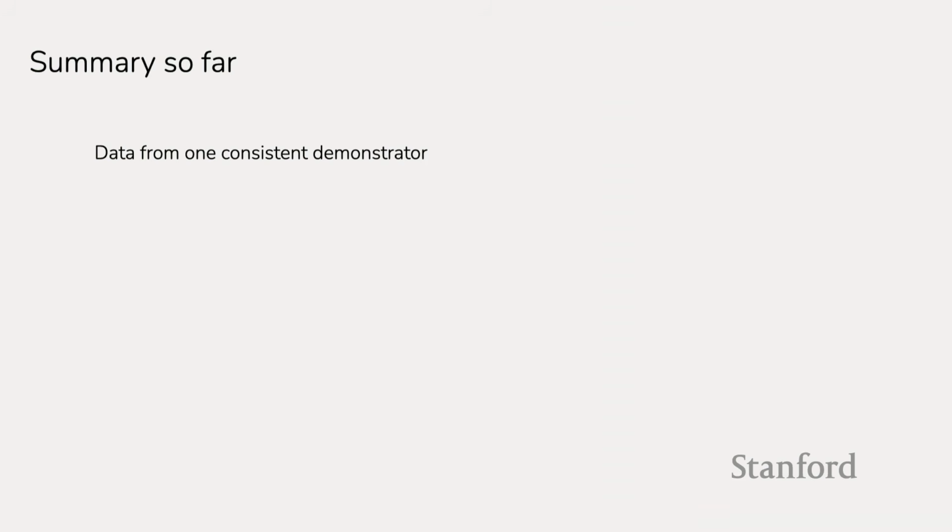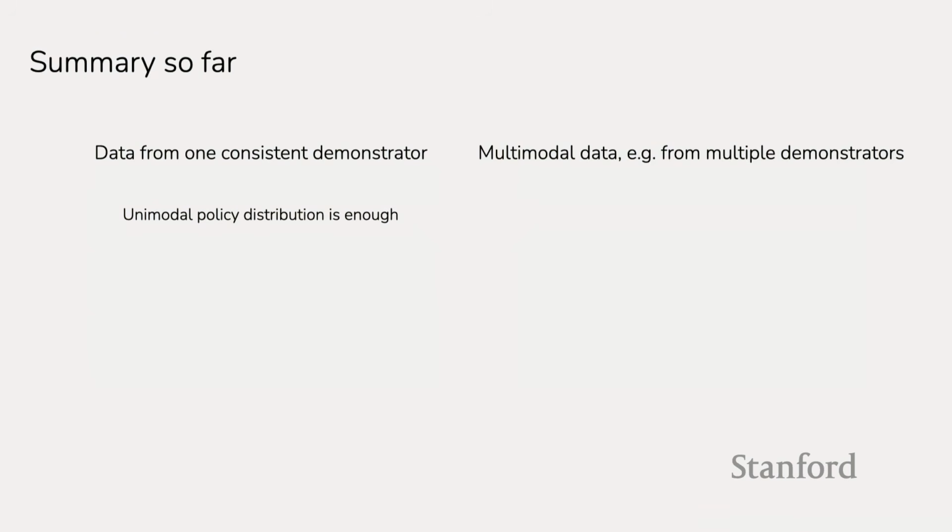Great. So a summary so far of what we've talked about. If you have data from one consistent demonstrator, you should learn a unimodal policy distribution. If you have multimodal data from multiple demonstrators, you should learn a distribution. You need an expressive generative model when you have data from multiple people. Very important.